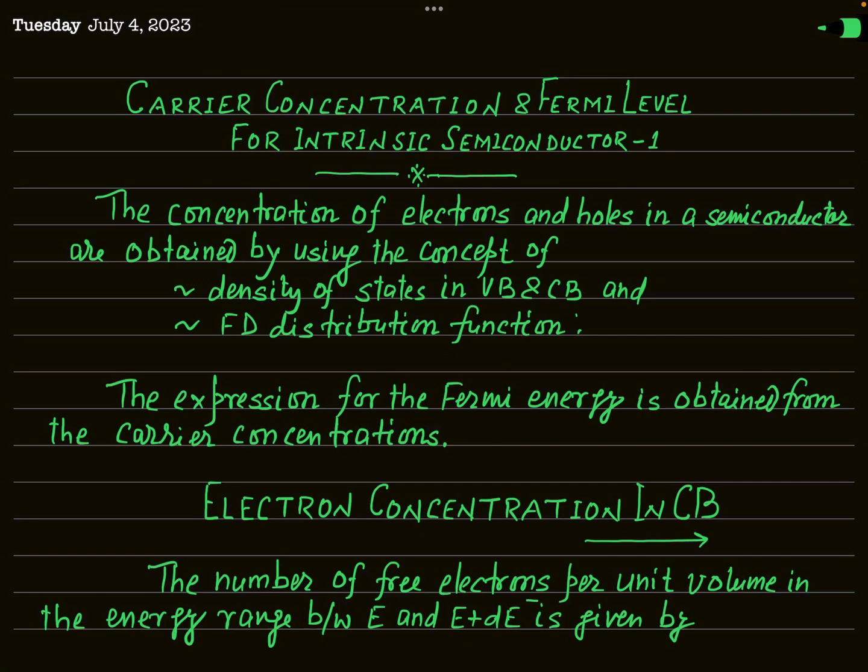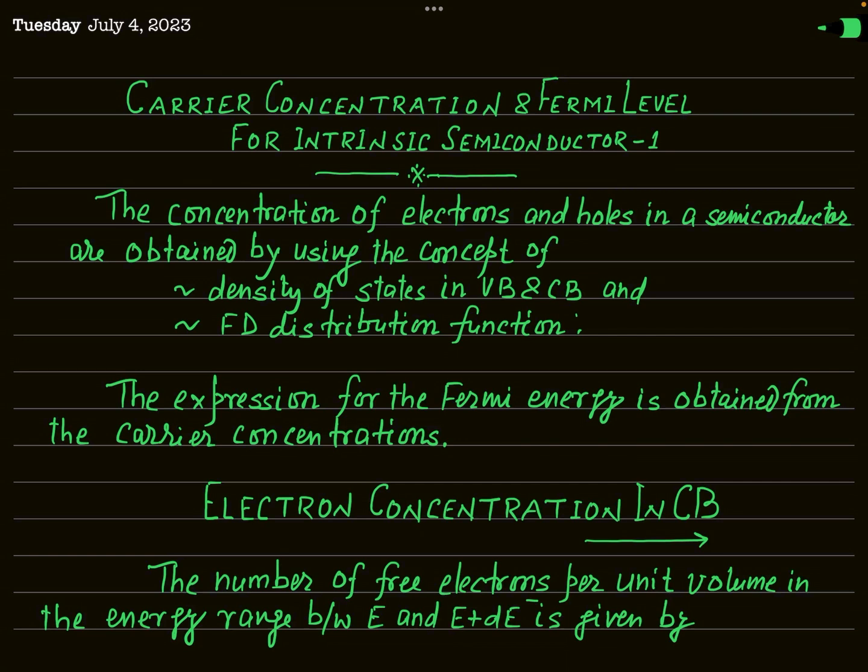Actually, the calculation is very vast, very lengthy. So, I would like to divide the calculation of carrier concentration and Fermi level for intrinsic semiconductor into two parts. And this is the first part of this lecture. In this first part, we will see only the calculation of concentration of electrons in the conduction band and concentration of holes in the valence band. And after that, in the second part of the same lecture, we will see the calculation of Fermi level or Fermi energy in case of intrinsic semiconductor.